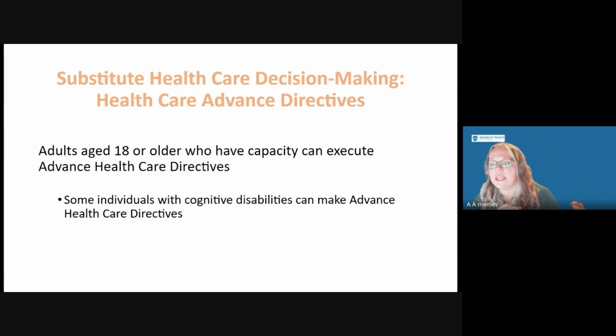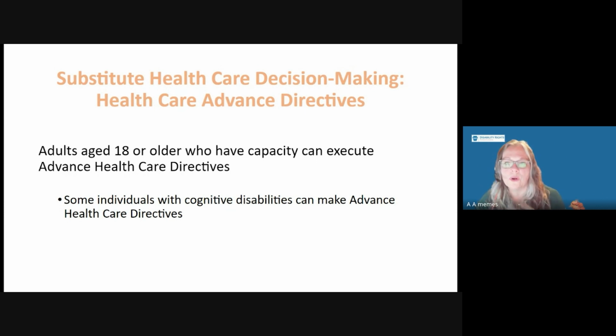Yeah, so there's another question: can you appoint a power of attorney for physical and mental health in the same document? Do you need a separate mental health care agent and paperwork? So I'm going to hold on to that. That's a great question. We're going to talk about that in just a second because we're going to talk about mental health care advanced directives.